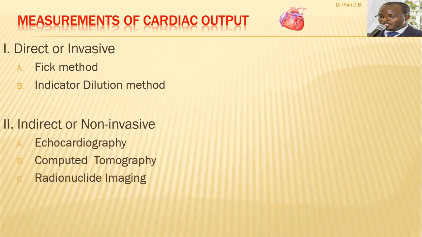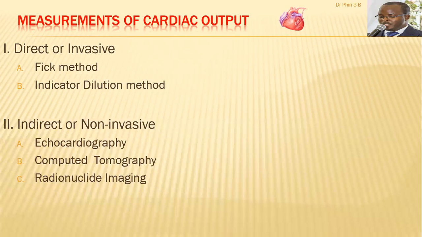And then the other ones are indirect or non-invasive methods, like echocardiography, which I said is just the ultrasound of the heart. And then you can also have computed tomography. This is CT scan. You can also use CT scan to calculate the cardiac output. Then you can also use radionuclide imaging. The radionuclide imaging is whereby you inject a radioactive substance into the body of the patient. They need to be able to produce those emissions. Then the machine will be able to pick them up, and then it will be able to calculate the cardiac output. So these are different methods which you can use to estimate cardiac output.